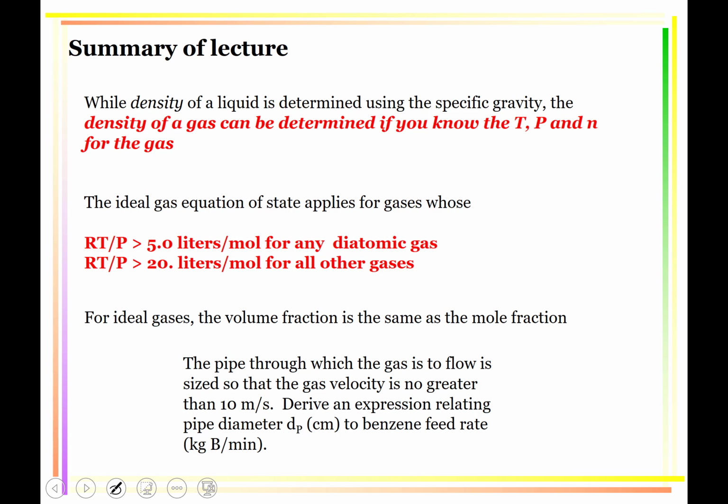So to summarize this lecture, the density of a gas can be determined if you know the T, P, and N for the gas. And this is a review from before: if RT over P is greater than or equal to 5 liters per mole for any diatomic gas, or greater than or equal to 5 moles per liter, then it's an ideal gas. And for any other gas, that value should be 20.